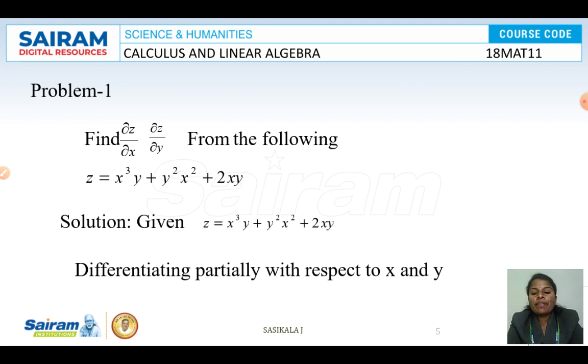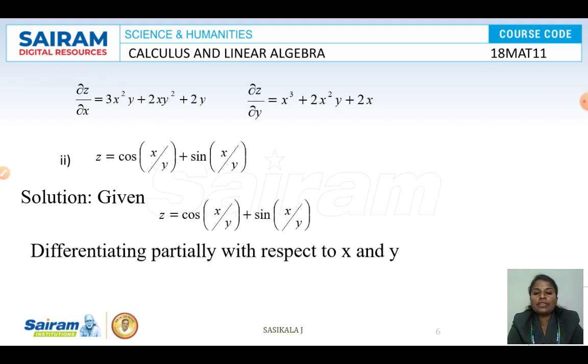So now with respect to x, you have to treat y as a constant. So dou z by dou x will be, what is that? x cube y, so it is the x power n formula. It is 3x squared y, plus y squared as a constant and this will be 2x. So 2x y squared plus 2y, because x differentiation will be 1. That's what we have written: 3x squared y plus 2x y squared plus 2y.